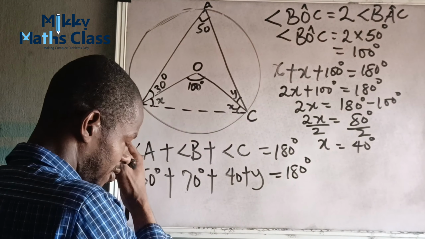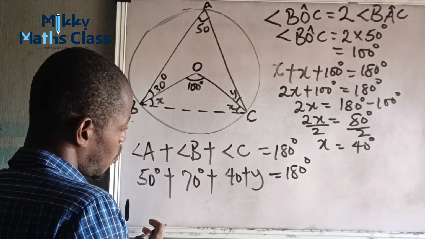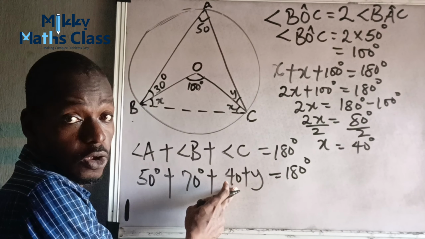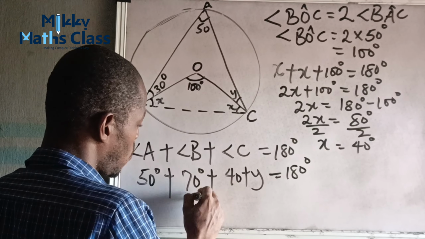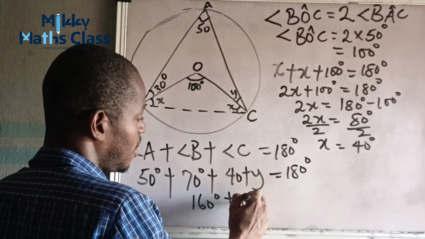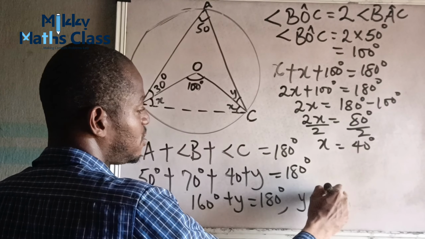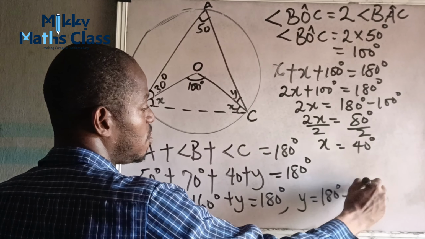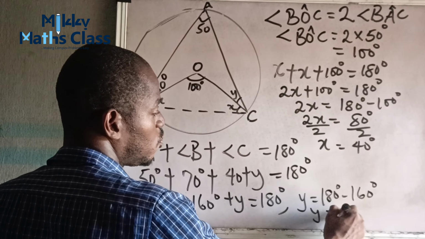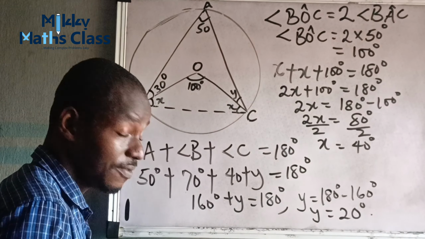We are pretty much done. 50 plus 70, that's 120. 120 plus 40, that's 160. So 160 degrees plus y is equal to 180 degrees. So our y will be equal to 180 degrees minus 160 degrees. Our y is equal to 20 degrees.